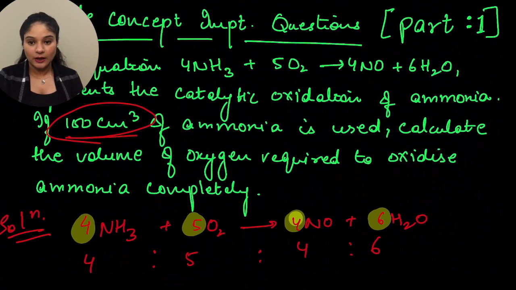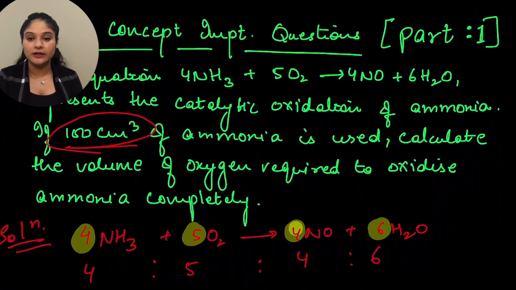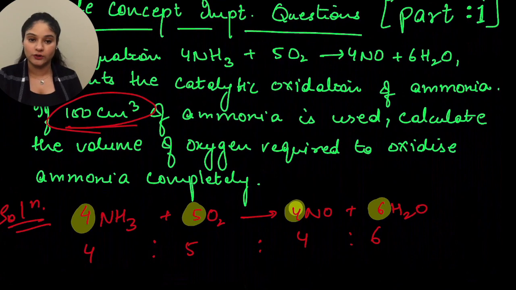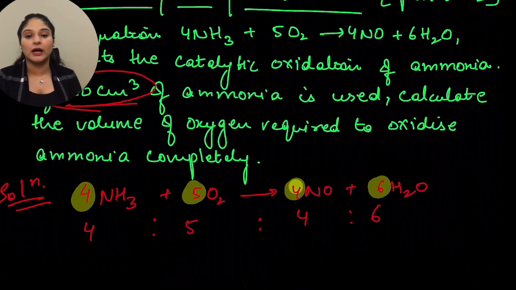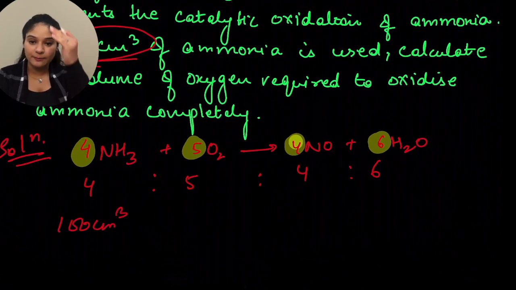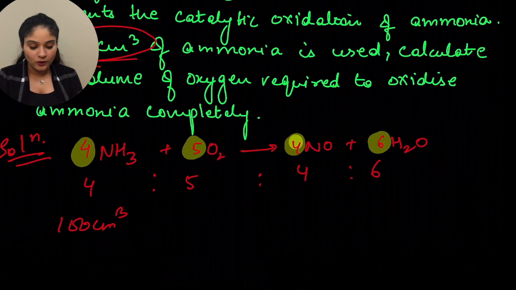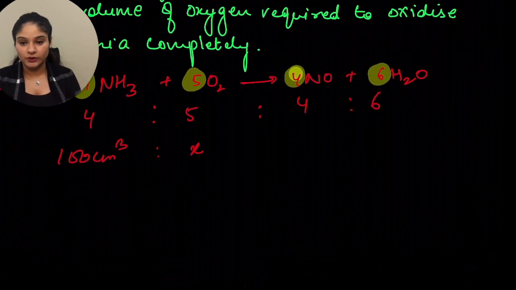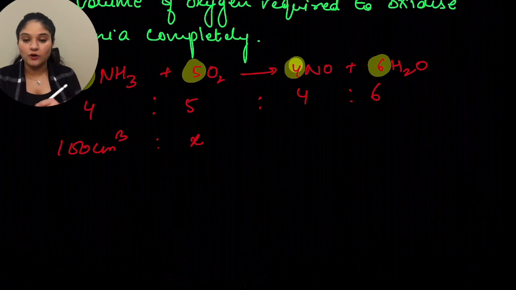Now, if we focus on this, they have said 100 centimeter cubes of ammonia is used and they're asking you the quantity of oxygen required. So that means 100 centimeter cube, I'm writing that under ammonia, and then oxygen I do not know, so X. Now let's focus on this. So how you're supposed to write in the exam?